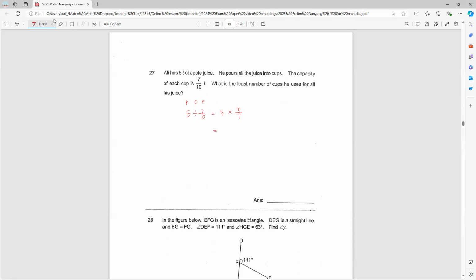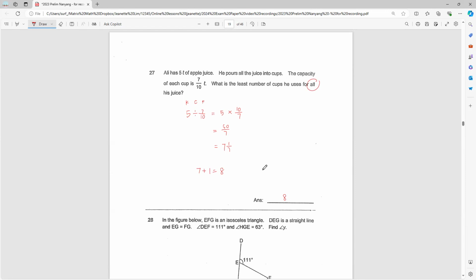5 times 10/7 is 50. Only multiply the numerator. 50/7. 50/7 will be 7 wholes and 1/7. What is the least number of cups he uses for all his juice? Not 7, because that wouldn't be enough. You still need 1 more cup for the remaining 1/7 of a cup. So 7 plus 1. Total 8 cups. Because he said all.